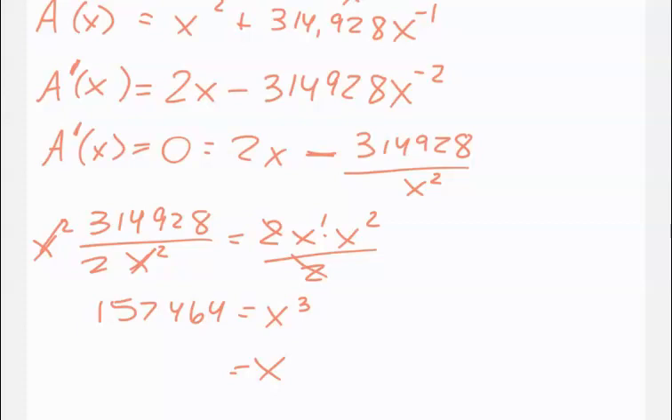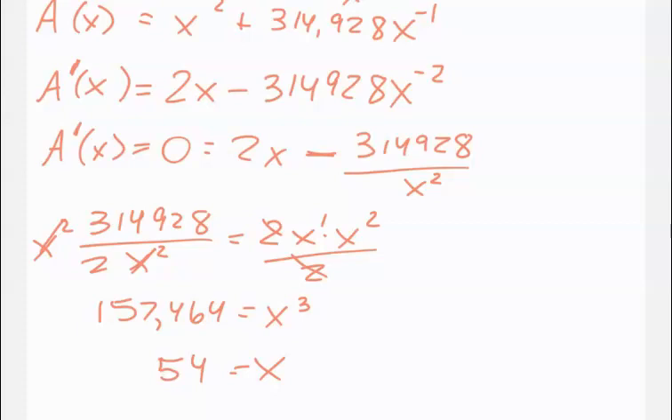Which I'm over here grabbing my calculator because you definitely don't do that by hand. Ooh, it worked out nicely. That's surprising. Sometimes they make these questions so they work out nicely. In real life, that almost never happens. So it looks like the third root of 157,464 is 54.